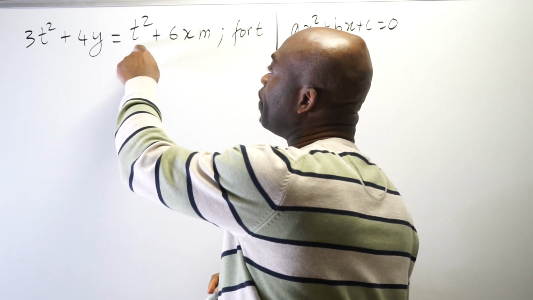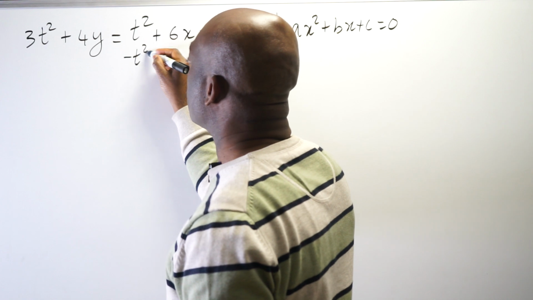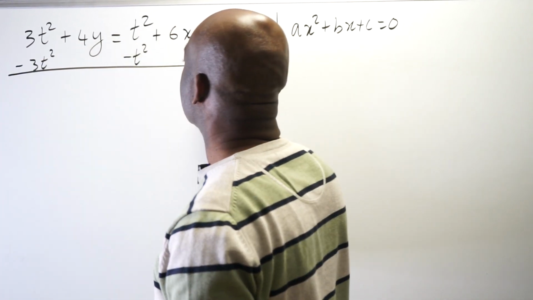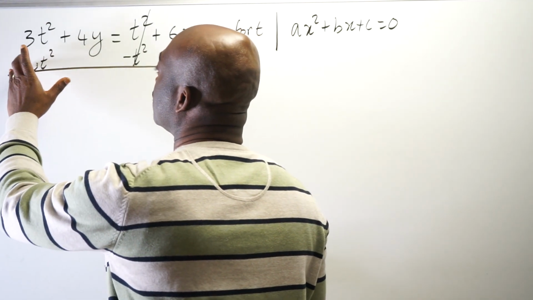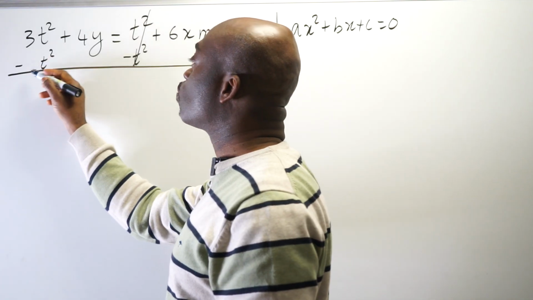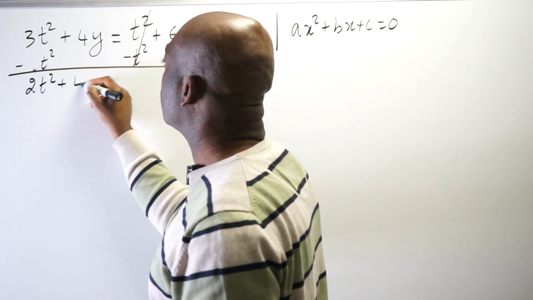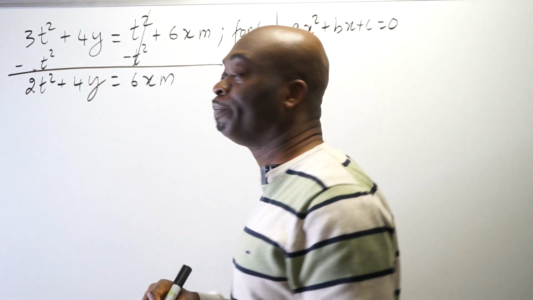Then we've got to combine t squared and 3t squared by doing what? Negative t squared on both sides, negative 3t squared here. All right, so this one is out. We end up with, sorry, this is supposed to be t. All right, and then 3t squared minus t squared is going to give us what? 2t squared plus 4y equals 6xm.